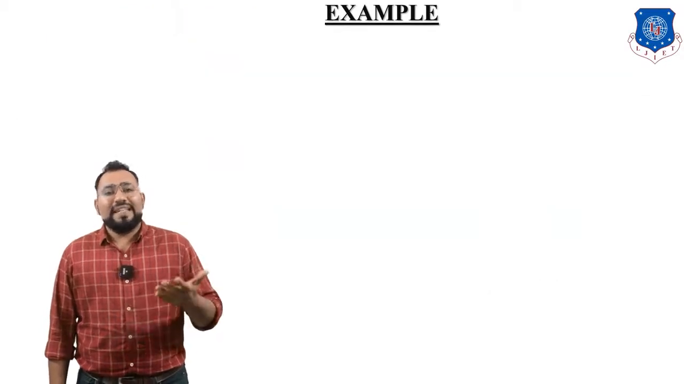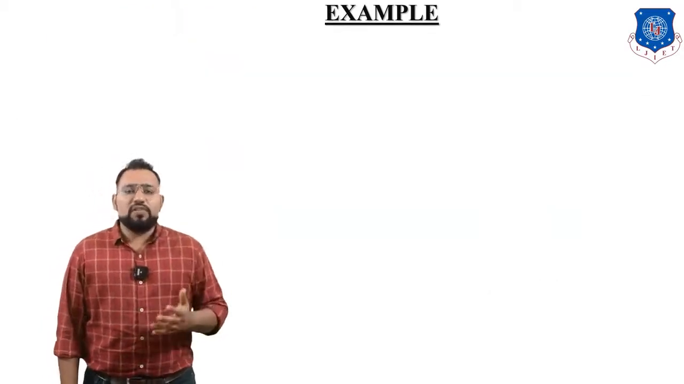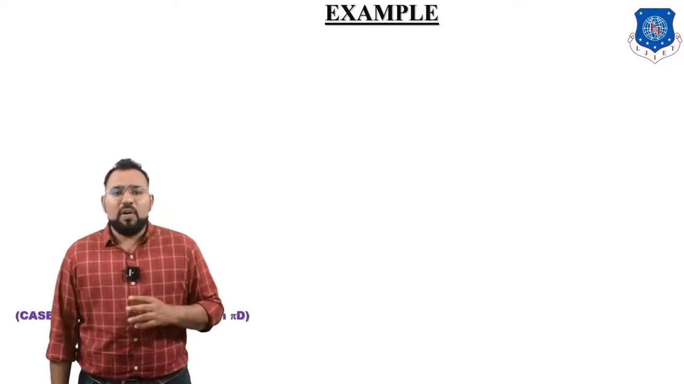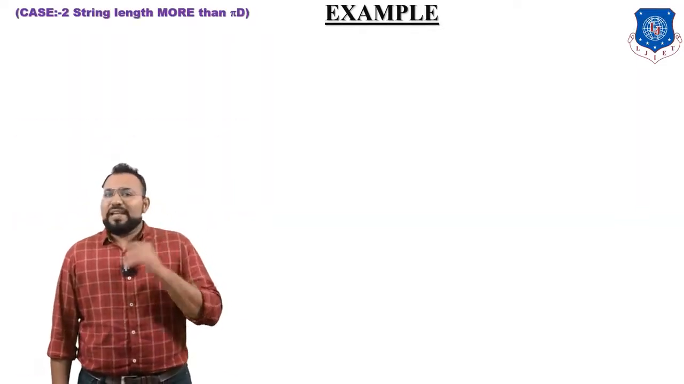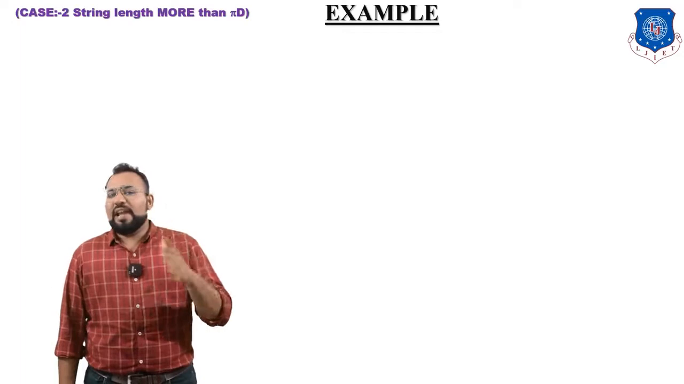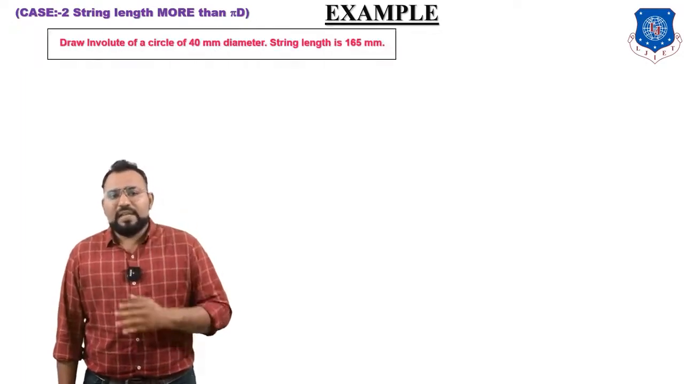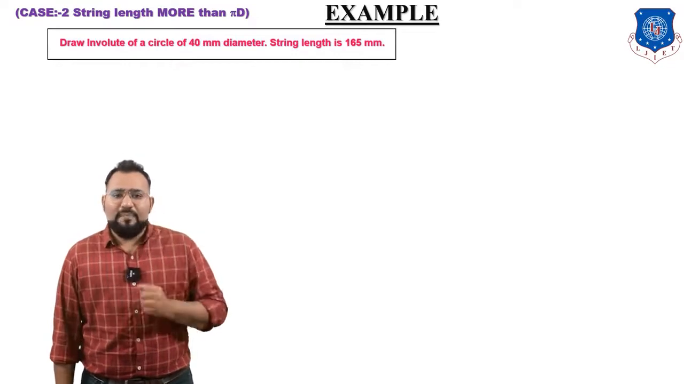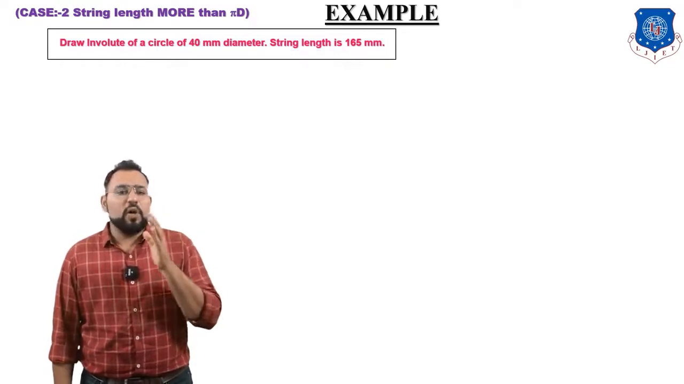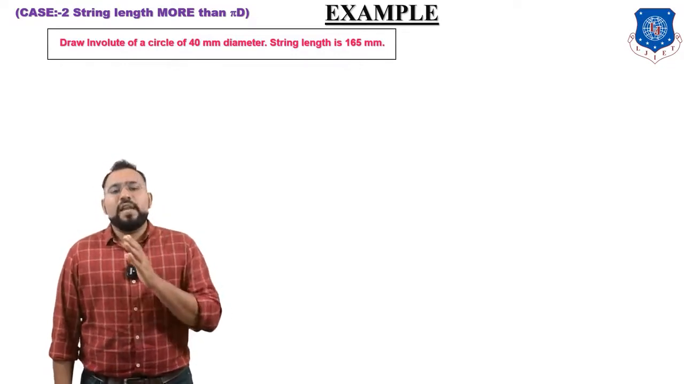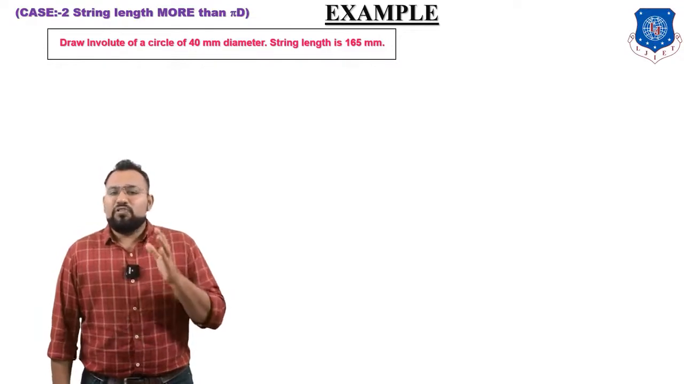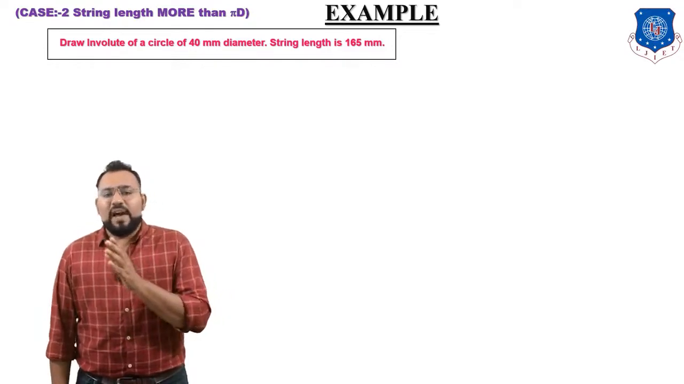Now in today's video we are going to solve the second case of involutes. The second case is when the string length is more than pi d. Now see the example on your screen. The example is: draw the involute of a circle of 40 mm diameter, string length is 165 mm.